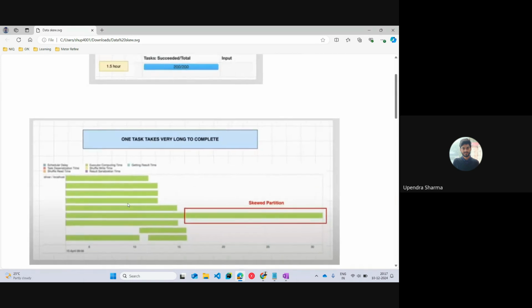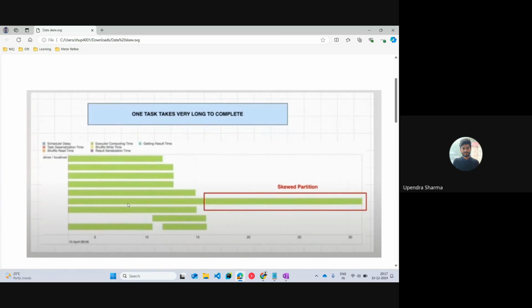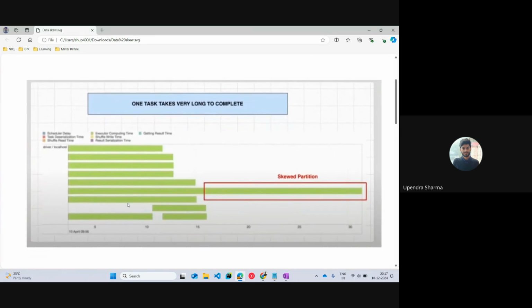Another way we can identify that we are having data skewness is using Spark UI. How to use Spark UI and how to investigate, maybe we can cover in later sessions. But for now, Spark provides us a very simple UI where we can see what jobs are running and how much time one particular job is taking. So as we can see over here, this one job.